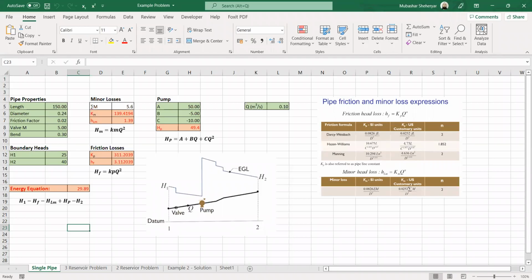Are you seeing the Excel file? No. Yes. Everyone is okay? Okay.